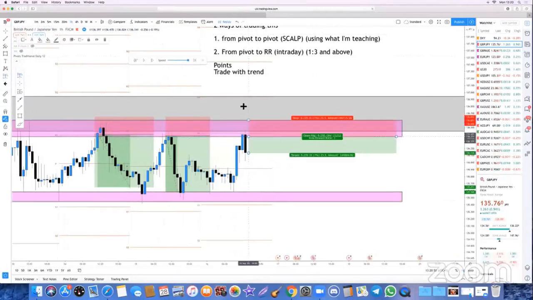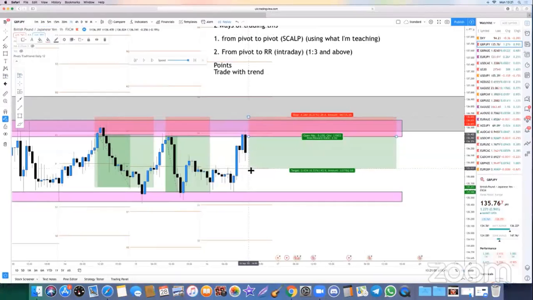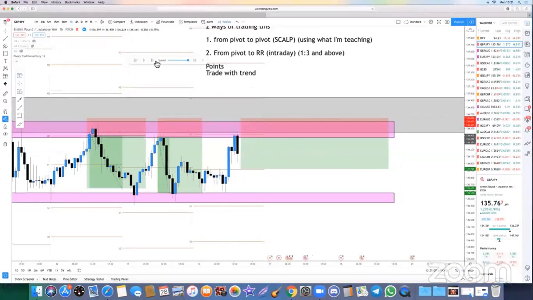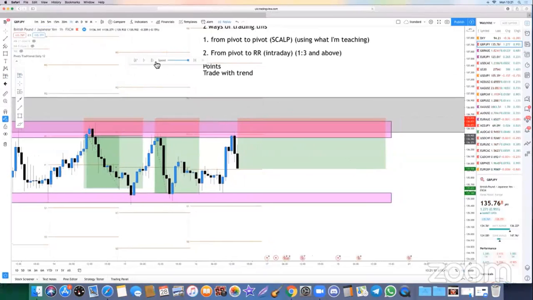I'd want the price to come back into this area. I want price to respect the same structures we had previously, and I want price to, at minimum, go to the next pivot up to give us a 1.59. So the first one's a scalp, right, guys? Let's see if we can get triggered into this trade.